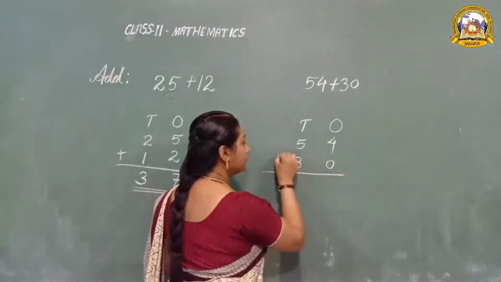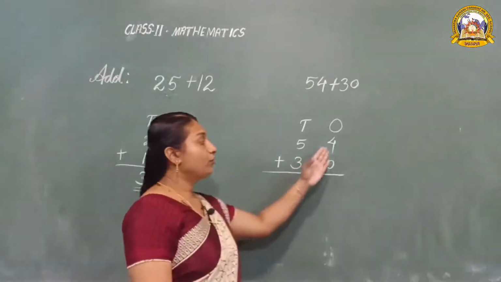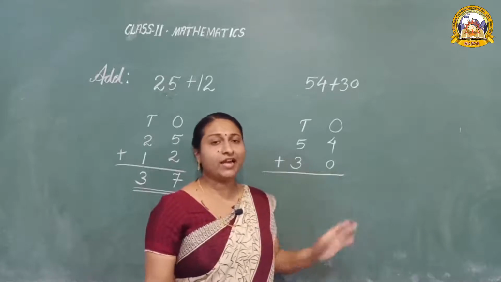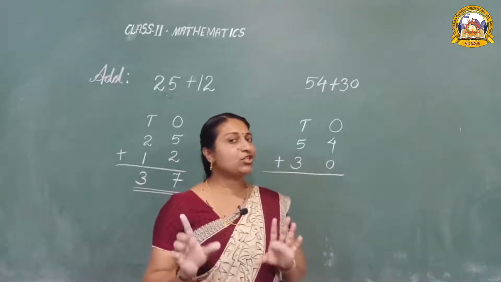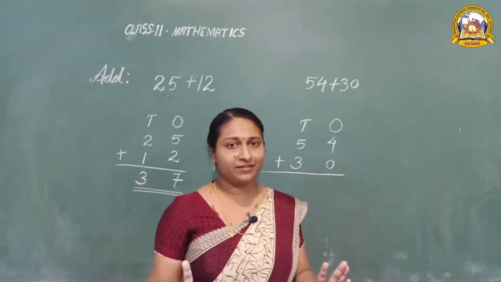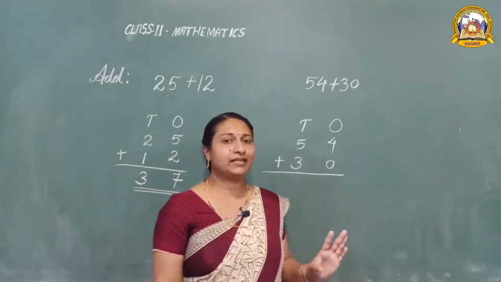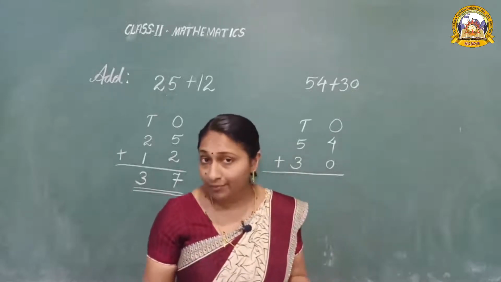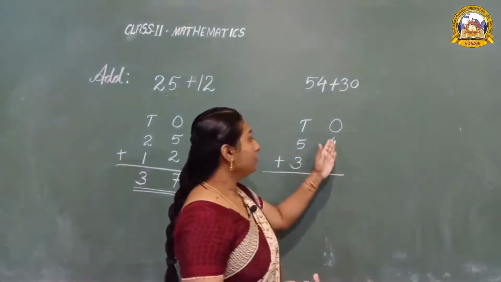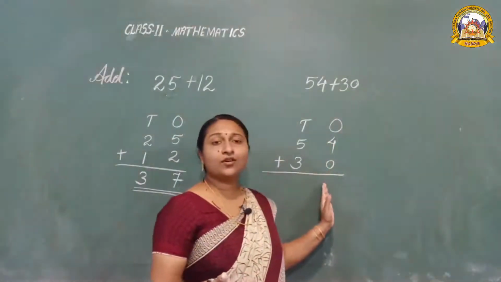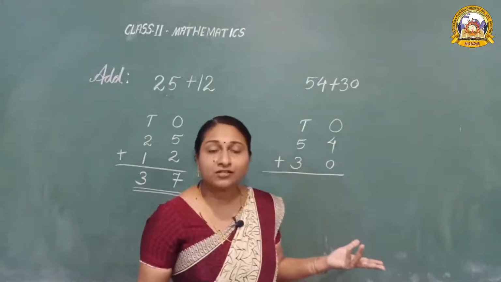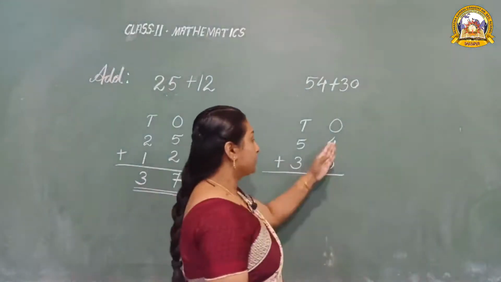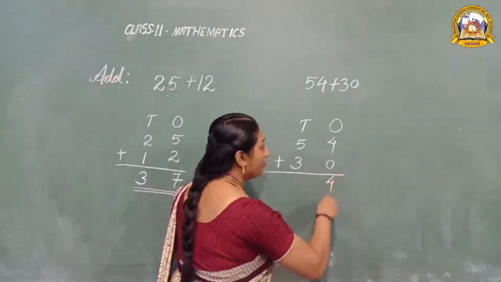Let us add. Children, 4 plus 0 is 4. A number plus 0 is equal to the same number. Okay, you should remember that. A number minus 0 is also the same number. Then 4 plus 0, 4. 2 plus 0, 2. 6 plus 0, 6. Yes, 4 plus 0, 4.